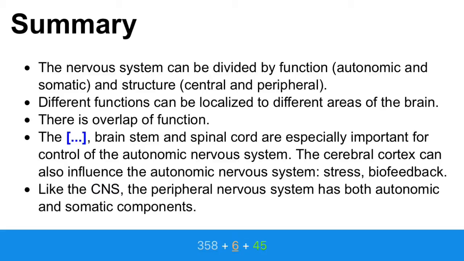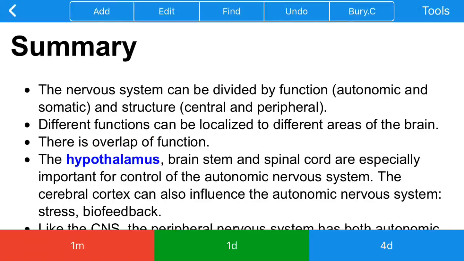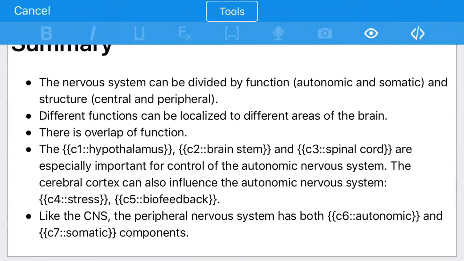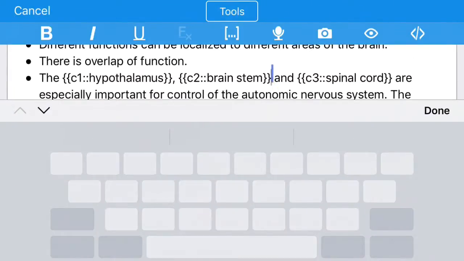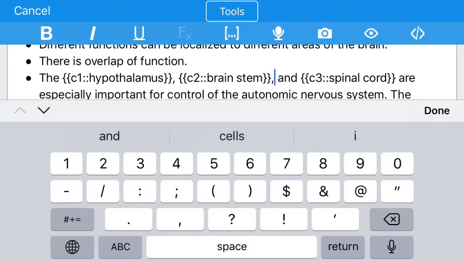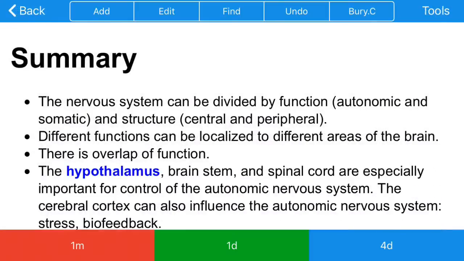The blank, brainstem and spinal cord, no Oxford comma, come on, are especially important for the control of the brain. Oh, the hypothalamus. That's it. Hypothalamus, yeah. And we're gonna fix that. We need an Oxford comma up in this. Save, yes.